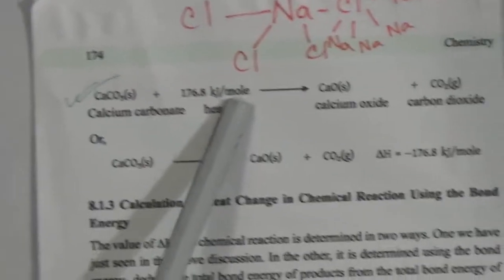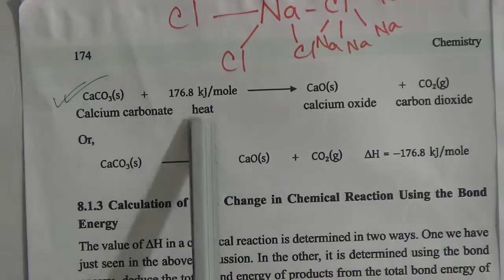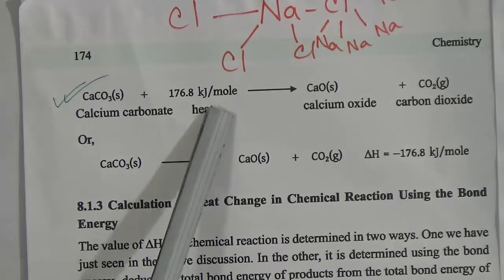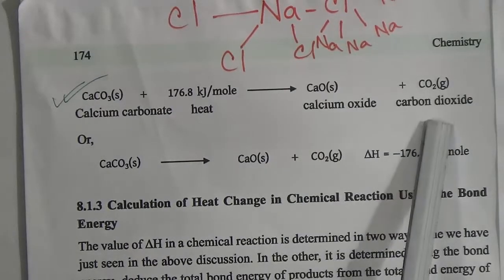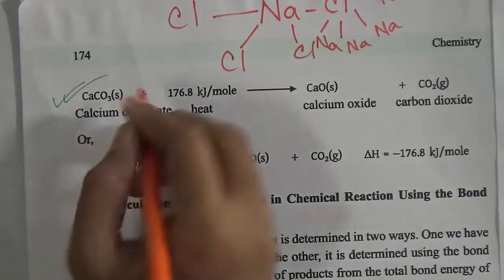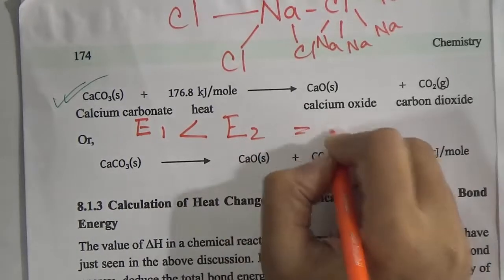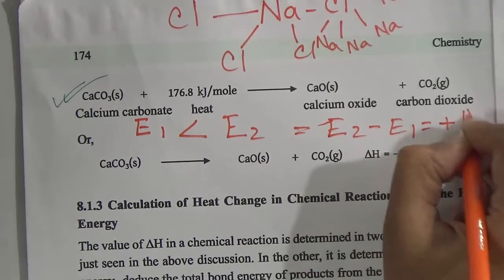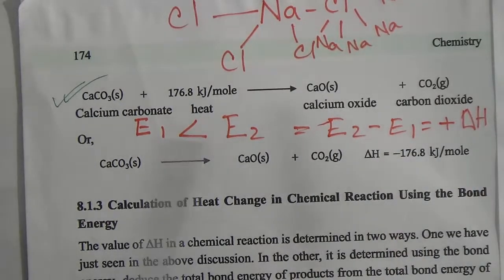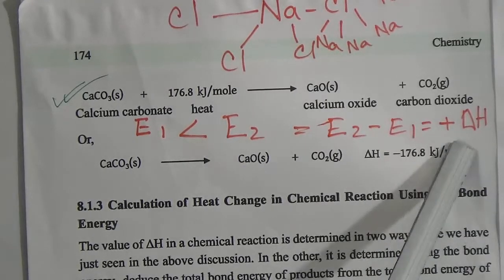Now come to the reaction. This is calcium carbonate. We have to apply heat, 176 kilojoule per mole, and then we will get calcium oxide and carbon dioxide. Here heat is required, 176.8. Dear student, here the bond energy of calcium carbonate is less than the bond energy of calcium oxide and carbon dioxide. That's why we have to apply heat here. Here the reactant E1 is smaller than E2. That's why when we subtract E2 from E1, we will get the positive value of del H. That means when we subtract a bigger number from a smaller number, we get a positive value. That's why in the endothermic reaction the value of del H will always be positive.